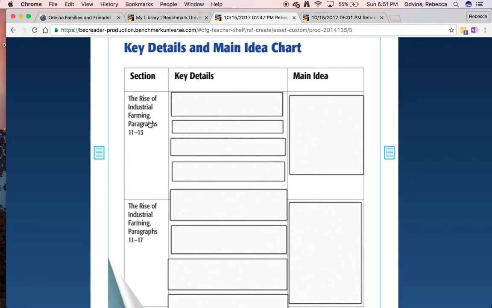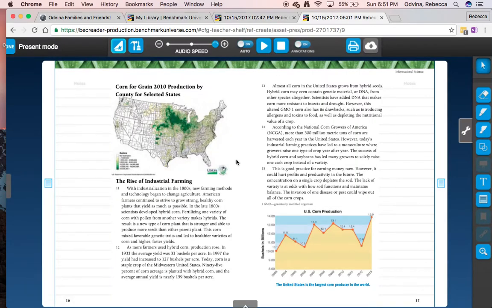The rise of industrial farming, paragraphs 11 through 13. I want you to do this on your own because you need to know how well you're doing with this skill. And if you don't do it alone, then you're not going to know if you're really understanding it later. So go ahead and pause the video, and I want you to go through 11 through 13 and find the key details that are important to really understanding the rise of industrial farming.